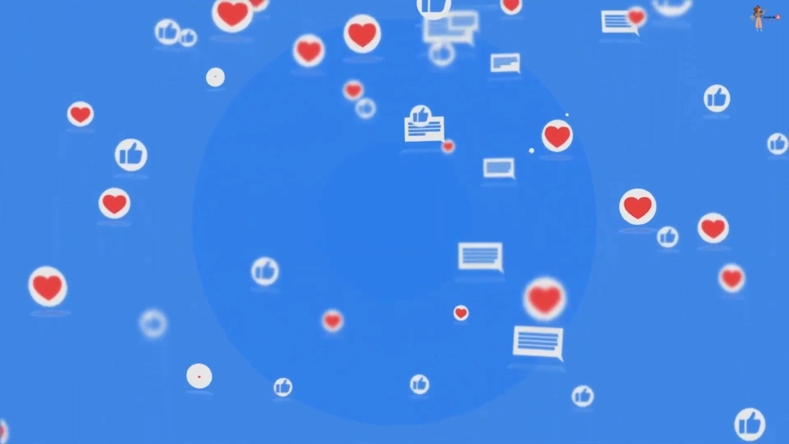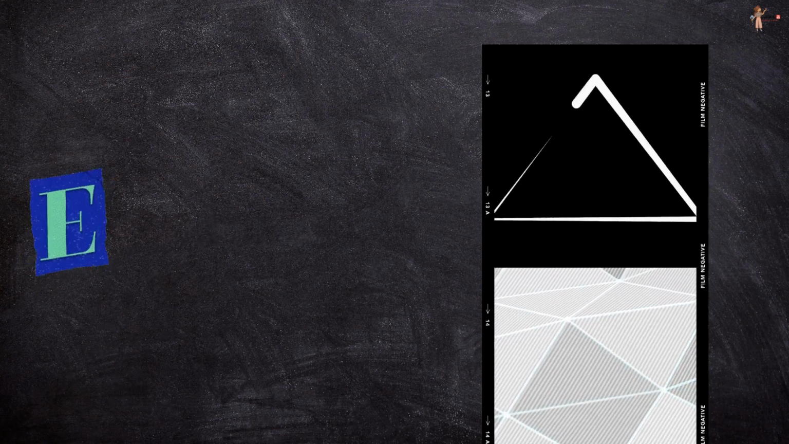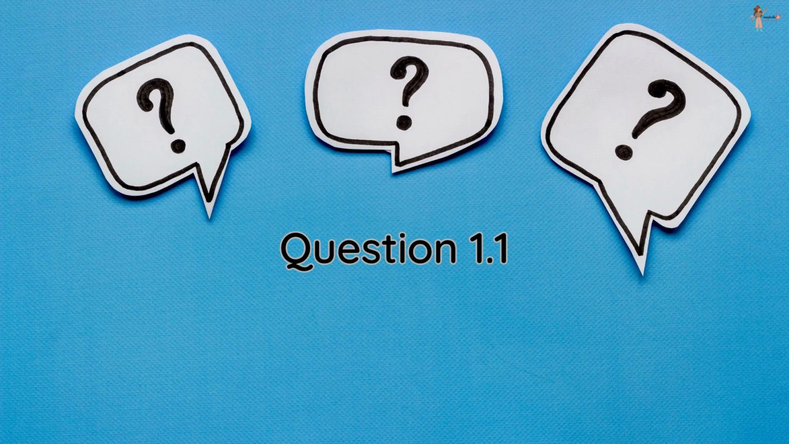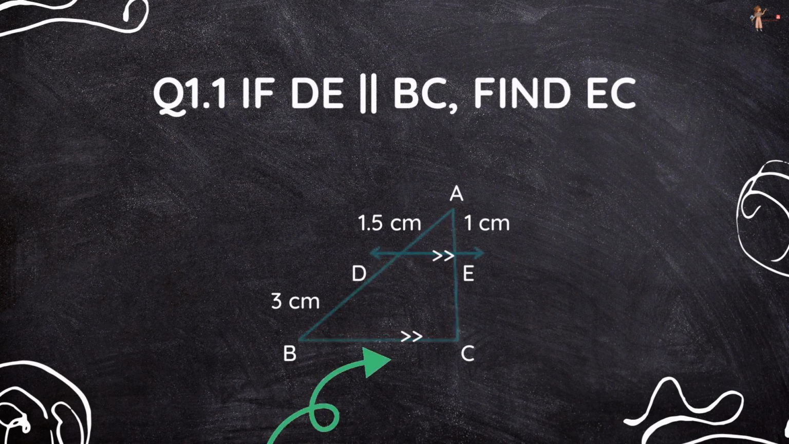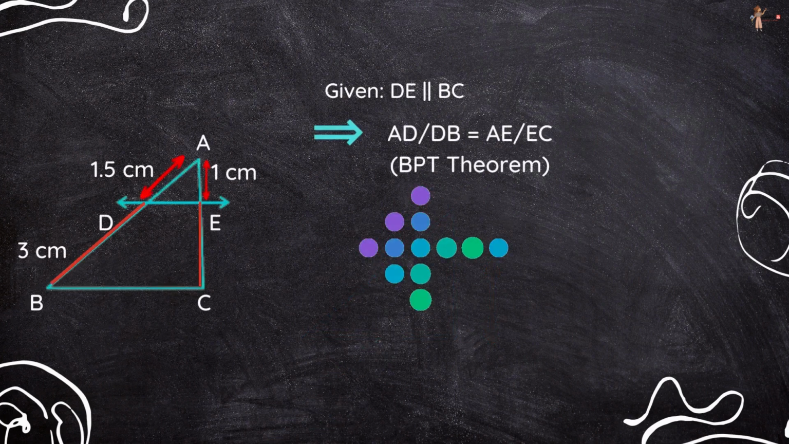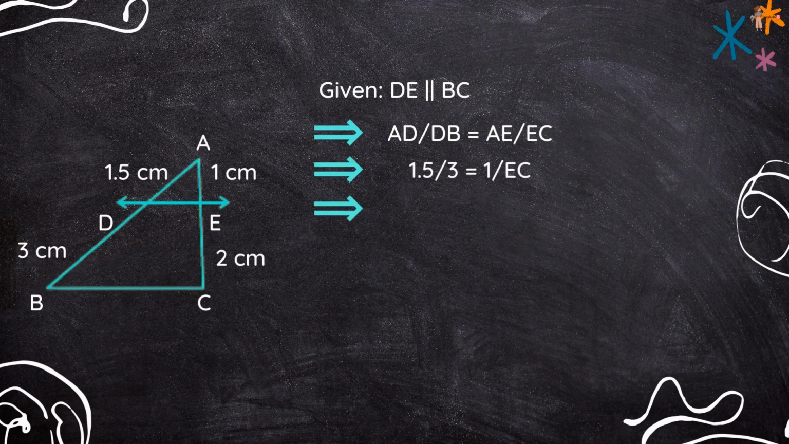Let's see exercise 6.2 now. Let's see exercise 6.2. First part of question 1. If DE is parallel to BC, find EC. So we are given that DE is parallel to BC. Now by BPT theorem, AD upon DB would be equal to AE upon EC. That means 1.5 upon 3 would be equal to 1 upon EC. So we can say that EC is equal to 2 centimeter.